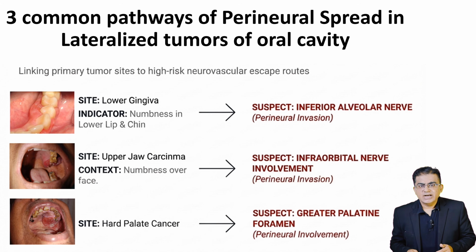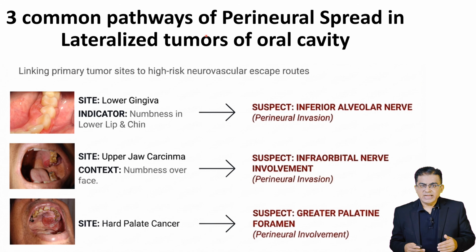Alright, so now you know exactly what to look for on the MRI. But the next logical question you must ask yourself is, where exactly are we looking? In our clinical practice of oral oncology, there are three major pathways of perineural spread we usually see for oral cancer. A tumor loves to travel along these nerve pathways.